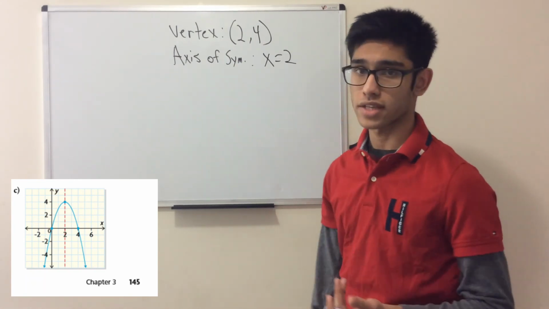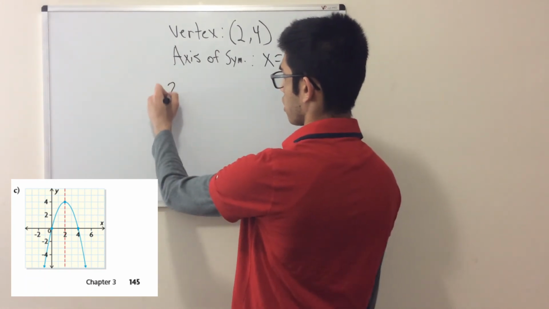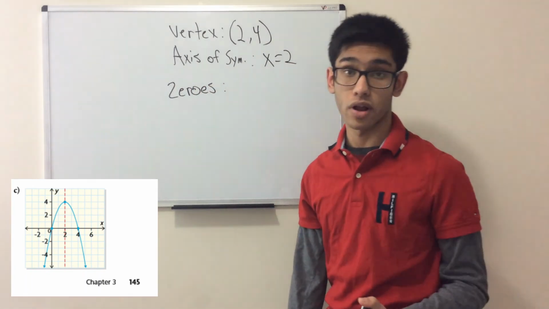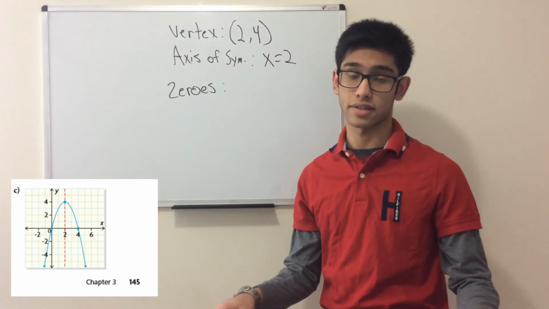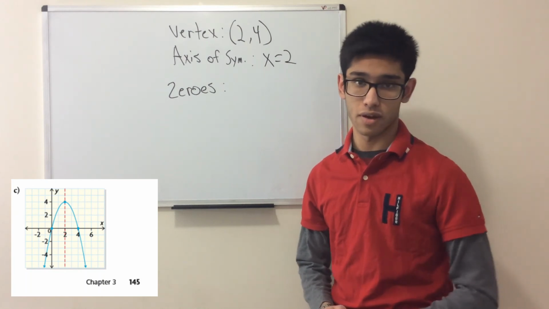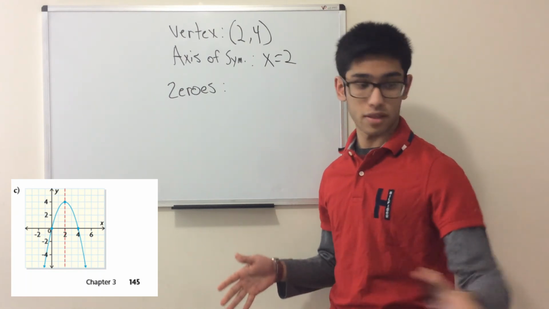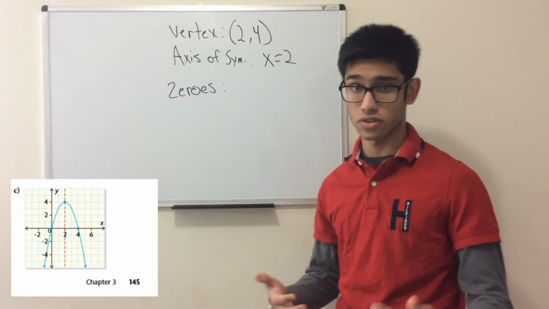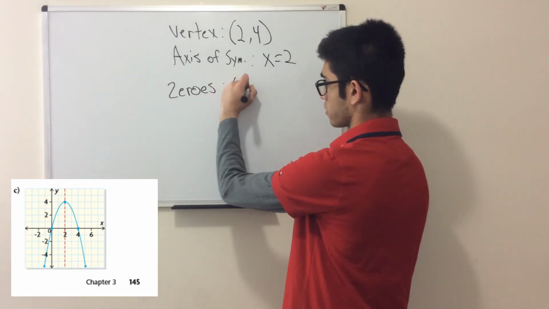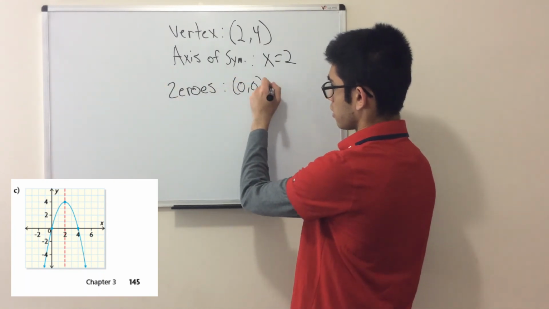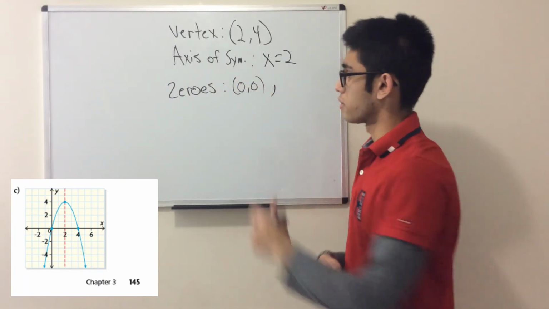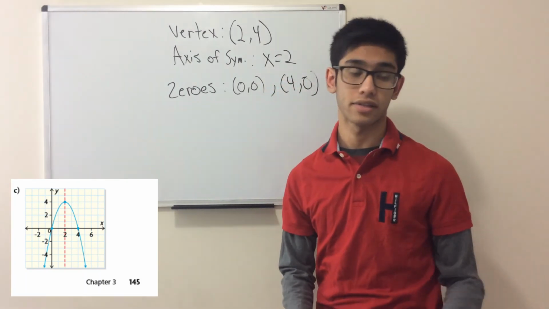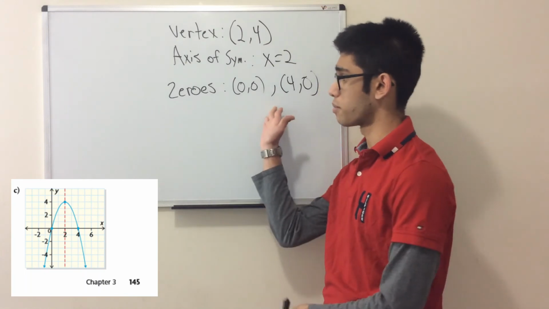Now, the question might also ask for the zeros, if you remember what those are. Let me just write that down real quick. Zeros are simple. Zeros are essentially where the graph touches the x-axis. There are two points in this graph where the graph touches the x-axis. The first one is (0, 0), if you take a look at the graph itself. And the other one is (4, 0). Again, the zeros are where the graph touches the x-axis. There are two points here, so those are the two points we put up here.